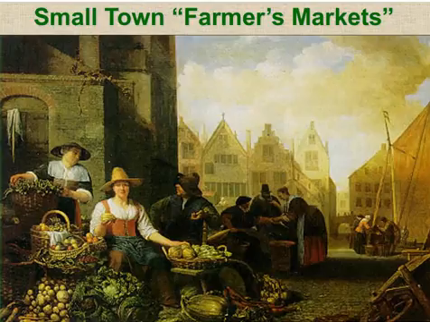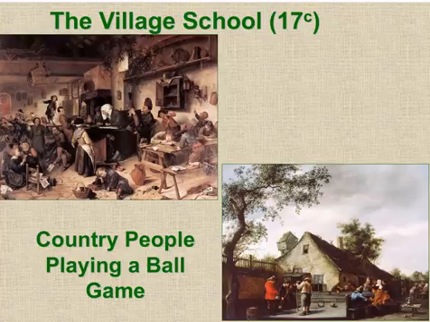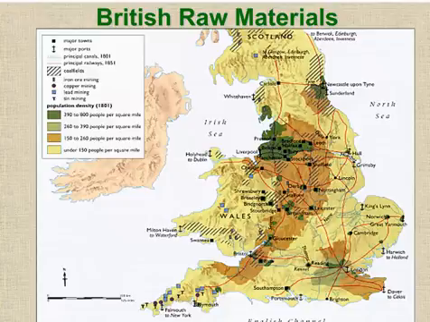You can see what one of these farmers markets in the small towns would have looked like prior to the revolution. Village school in the 1700s. This is the raw materials that the British had. Their ports, their canals, railways, again, coalfields, iron ore, copper mining, lead mining, tin mining, and the centers of population in England.